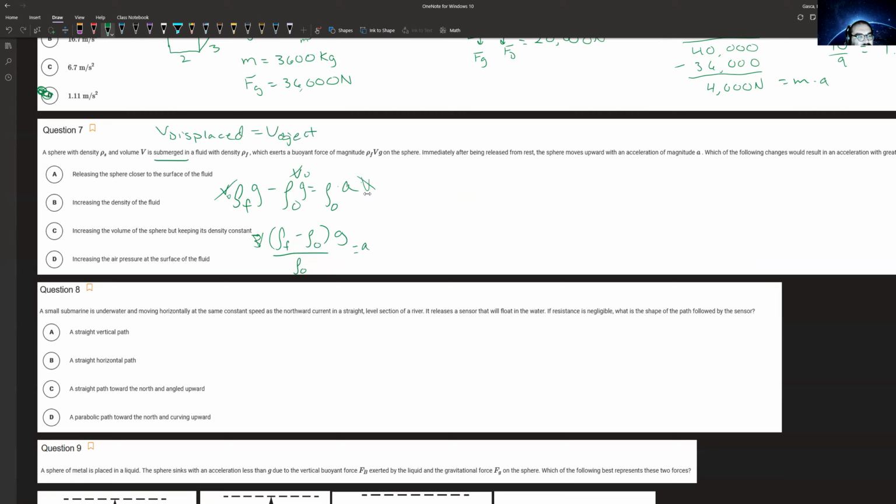So changing the volume doesn't do anything. And if we keep the density constant, well, that's also not changing anything. So C is not going to work out. Maybe we're thinking increasing the air pressure on the surface of the liquid. But if it's in a container here and it's submerged, whatever pressure we exert here is going to get transmitted into the fluid. And so really what we need to do is increase the density of the fluid here.